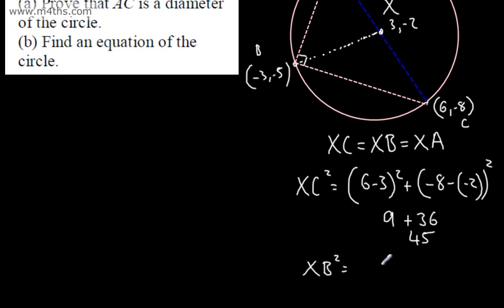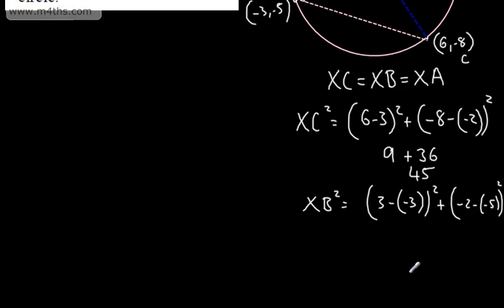XB squared is going to be 3 subtract negative 3, which we need to square, and then negative 2 subtract negative 5, which we need to square. So that's going to give 6, which is going to be 36, plus 3, which is going to give 9. So that too is 45.